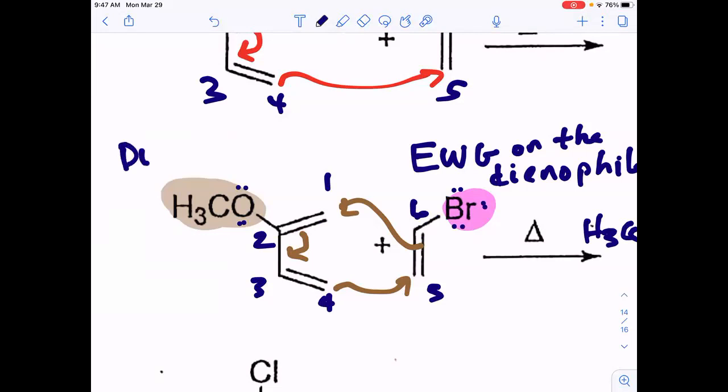So I'm going to abbreviate that. DON, that's donor. EWG is an electron withdrawing group. So you put a donor on the diene, that also increases the rate.